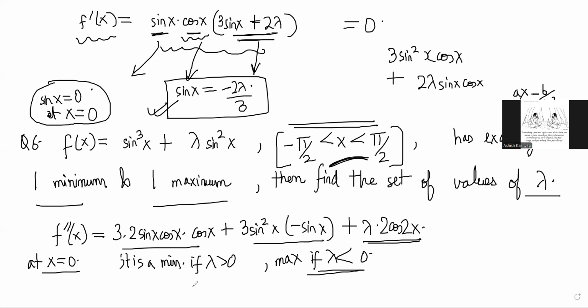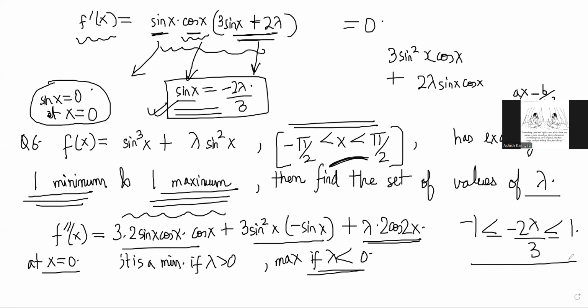Does everyone understand? Yes sir. Similarly, at sin x is equal to minus 2 lambda by 3, you also have to check what is happening here. Before checking, you cannot conclude. So you should do that check yourself, whether it is positive or negative. If you conclude that it is correctly coming one minima and one maxima, then to find the set of values of lambda, the value of sin x will be from minus 1 to 1, which you have already done.